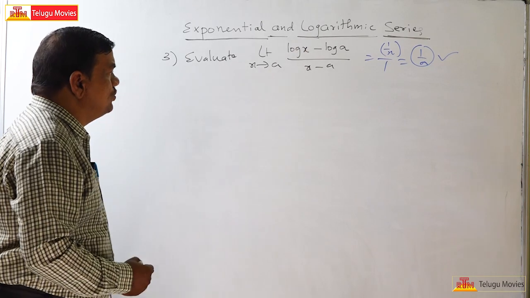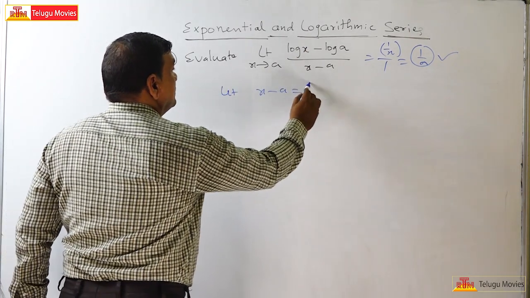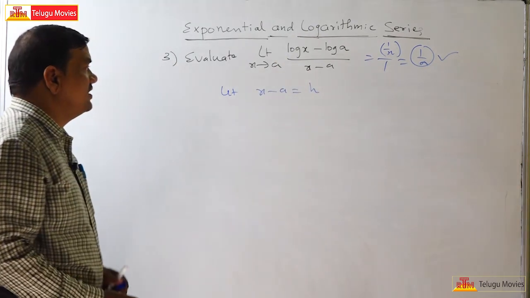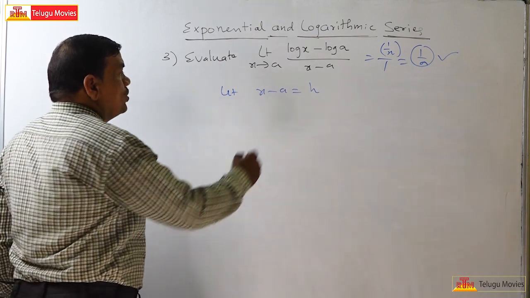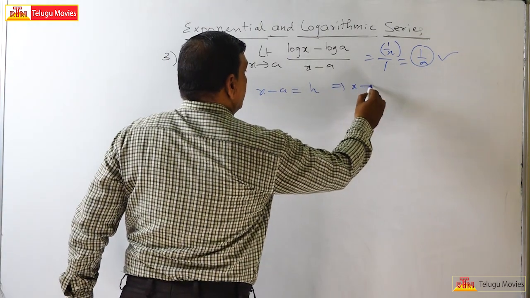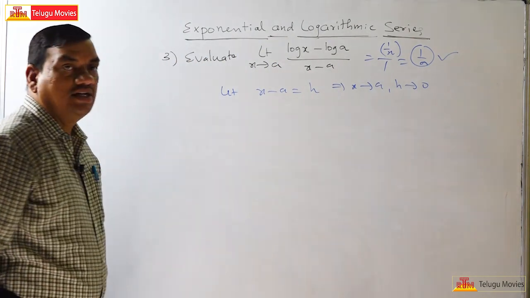Understand. Now let us do this problem. Let x minus a is equal to h. Wherever x minus a is there, h is there. So we know that as x tends to a, h tends to 0.